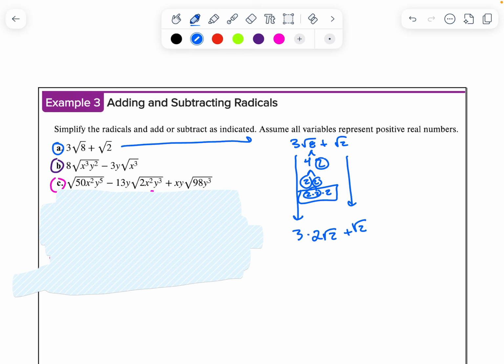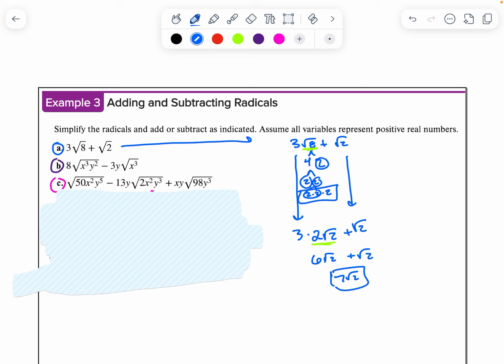So what I'm saying here is that the square root of 8 is the same thing as 2 square root of 2. If we simplify the square root of 8, it simplifies into 2 square root 2. 3 times 2 square root 2 makes 6 square root 2. And now, check this out. We have like terms. 6 square root 2 plus 1 square root 2 makes 7 square root 2.